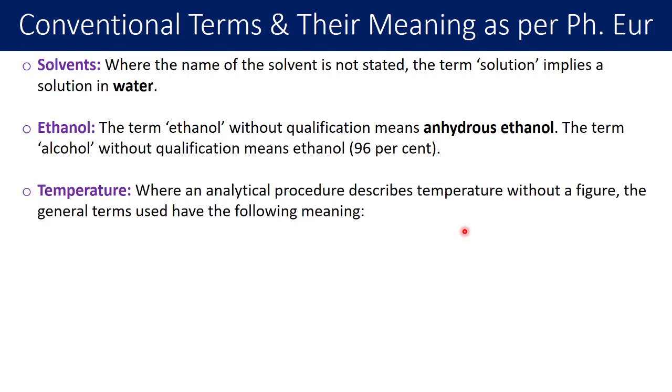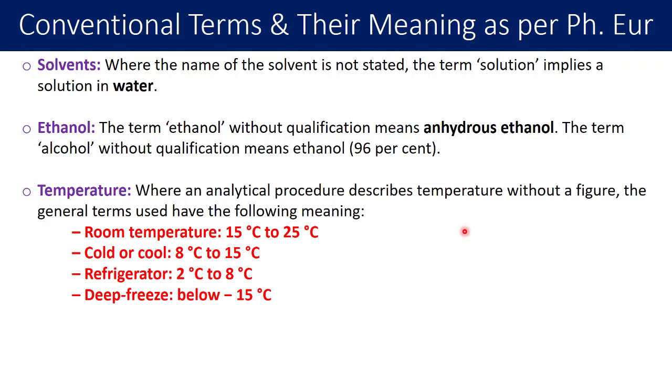Let us now talk about the case where the figure of the temperature is not given, but is described with the help of certain terms like room temperature. What are the required temperatures? In case of room temperature, it is 15 to 25 degrees Celsius. If your procedure mentions either cold or cool temperature, that means you should attain a temperature between 8 and 15 degrees Celsius. If your method mentions to refrigerate the sample or store in a refrigerator, you are supposed to maintain or store the product between 2 and 8 degrees Celsius. Deep freeze means below minus 15 degrees Celsius.